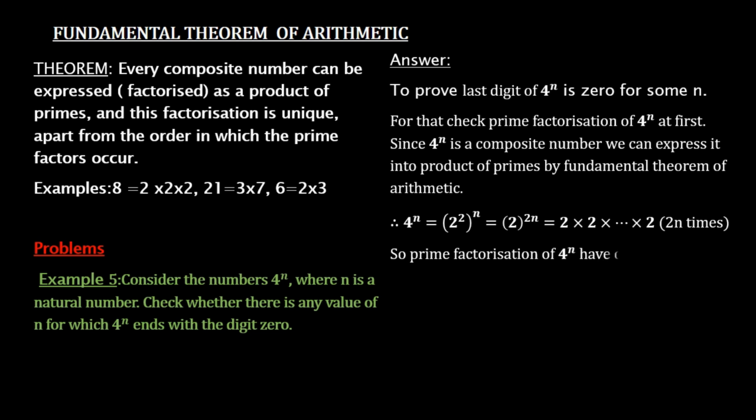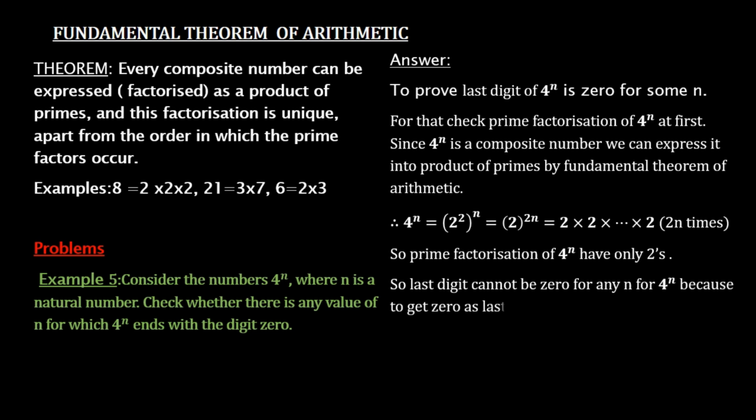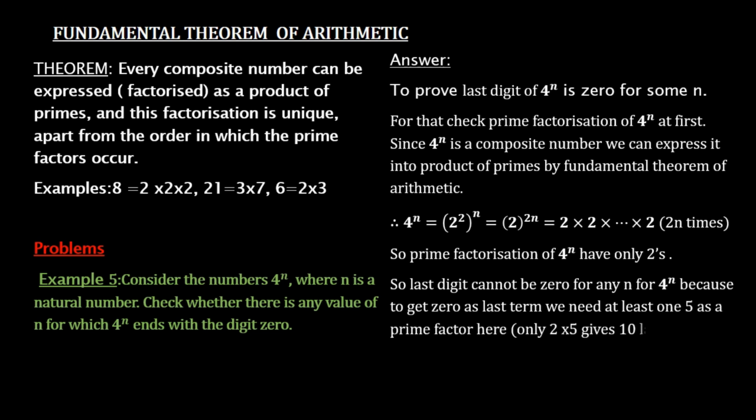The prime factorization of 4 raised to n has only 2s, no 5s. So the last digit cannot be 0 for any n in 4 raised to n, because to get 0 as the last digit, we need at least one 5 as a prime factor. Only 2 into 5 gives 10, with last digit 0. So what can we conclude? 4 raised to n is a number which does not end with the digit 0.